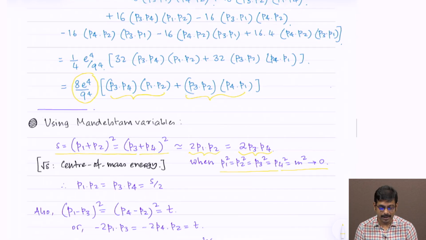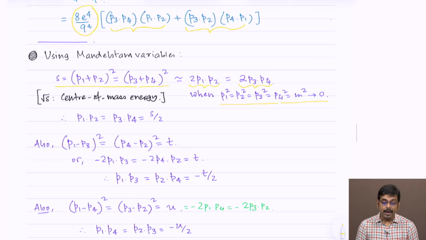However, if you take a scattering of electron with an electron, like electron going to electron, that is not going to be the same, because there will be another Feynman graph which will be contributing to that. I would like you to explore that possibility at home.